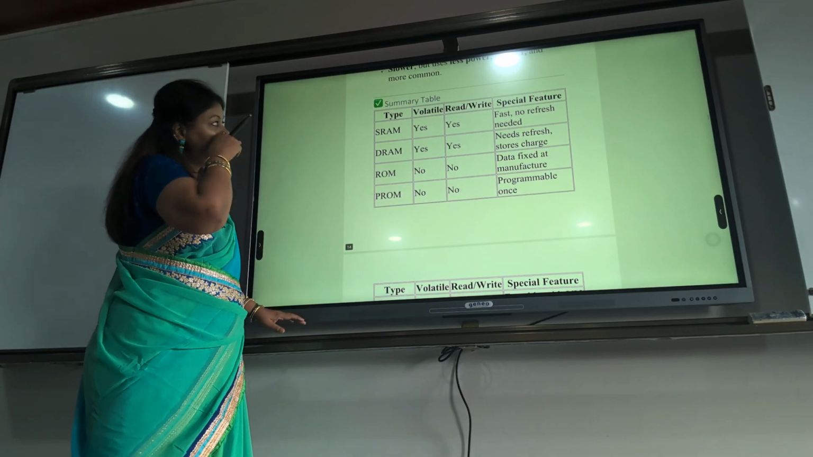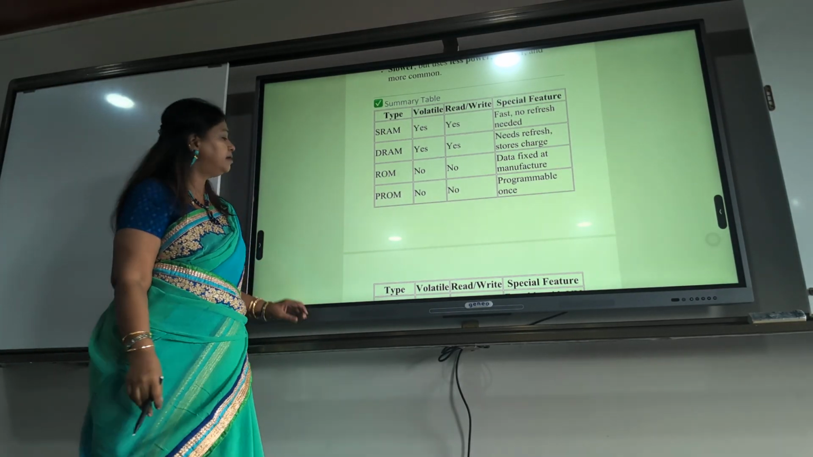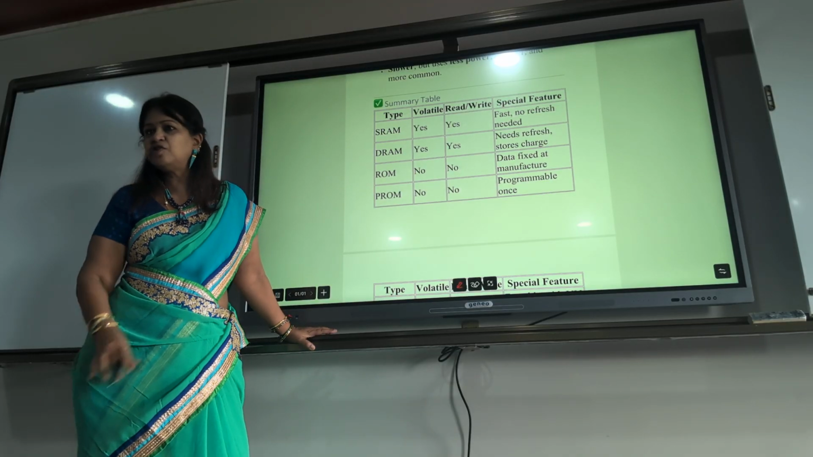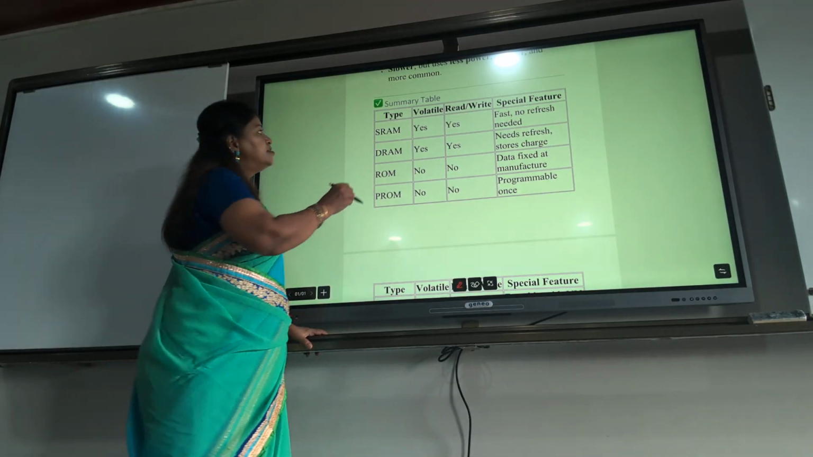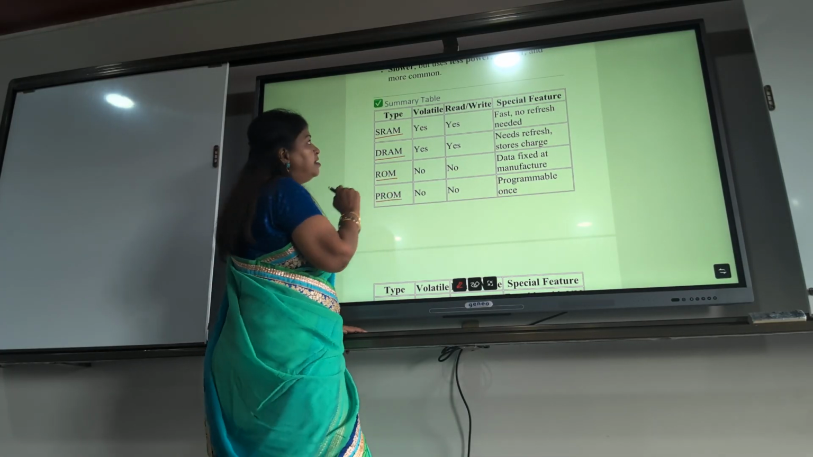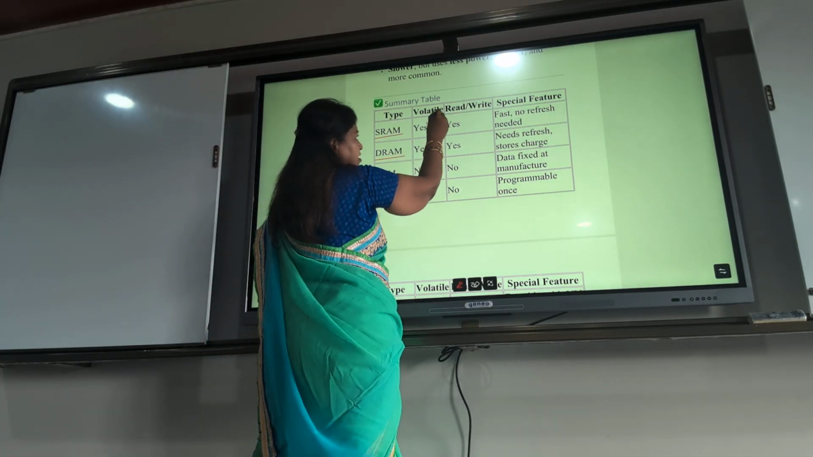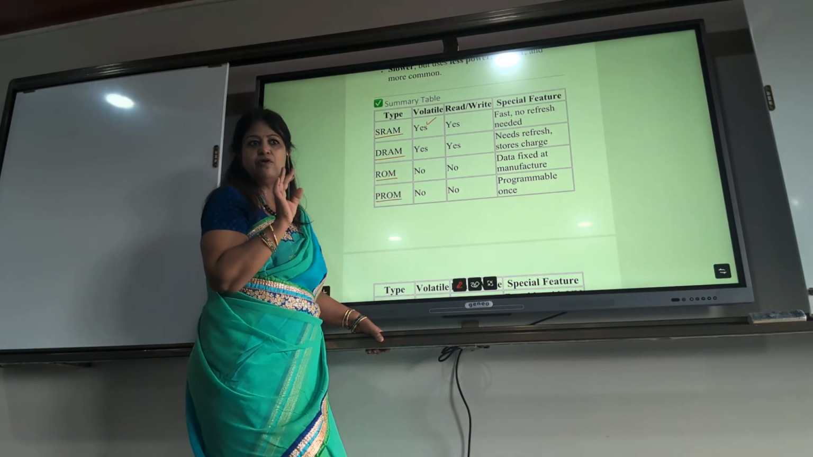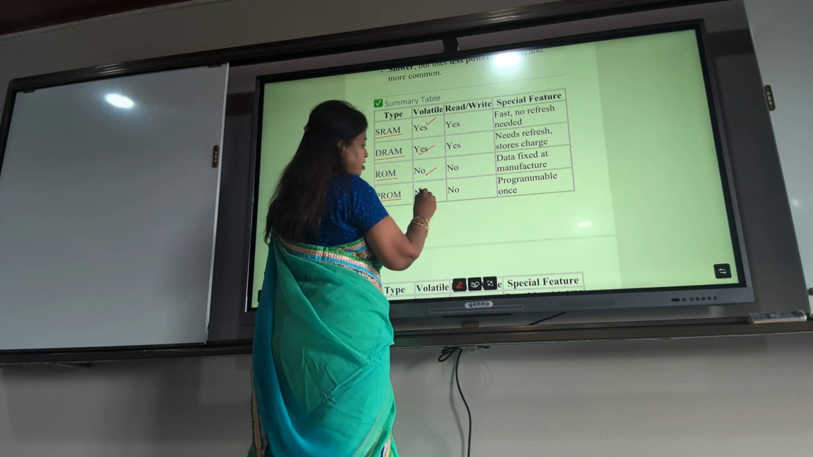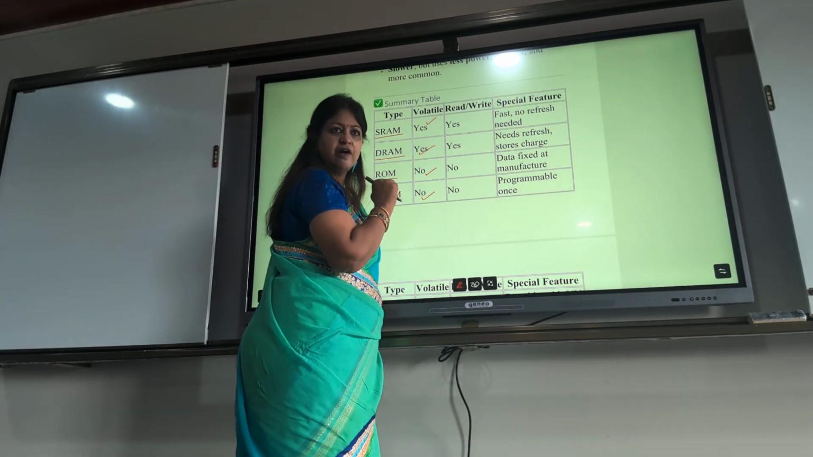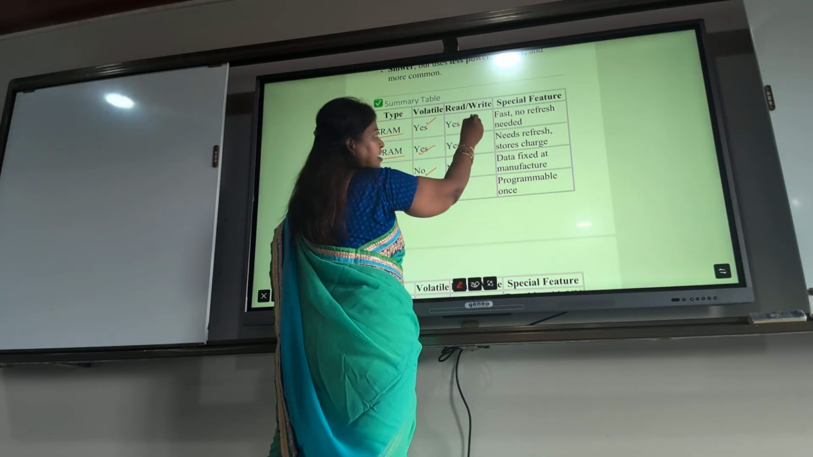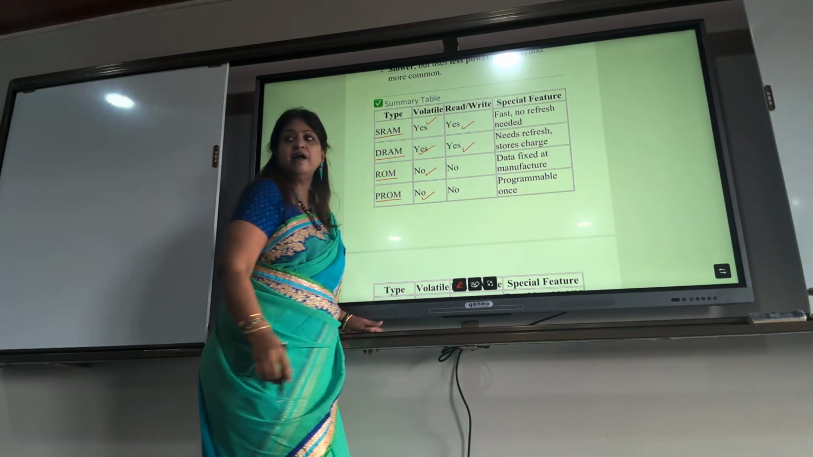So this is the summary table. This type of table will help you to remember and write instead of big theories. Static RAM, dynamic RAM, read-only memory, programmable read-only memory. Static RAM is volatile. That means it will not stay when the power goes off, whereas ROM is permanent. PROM is also permanent. Even if the power goes off, the data will not go. In SRAM you can read and write. In dynamic RAM you can read and write.